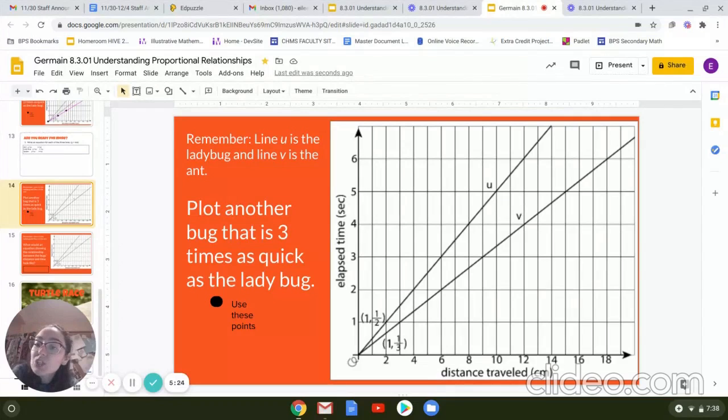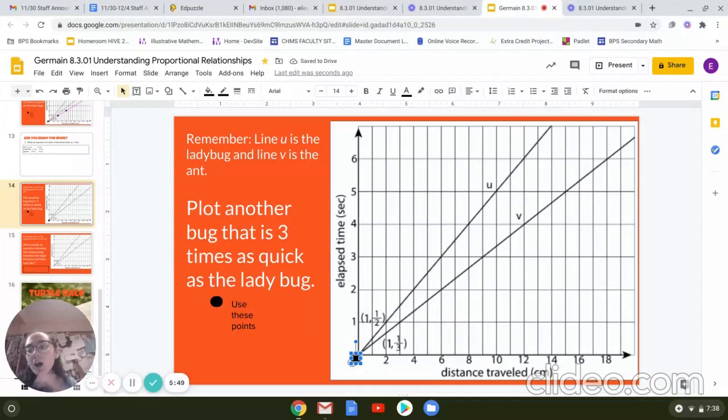So let's take a look at slide number 14. It says we need to plot another bug. So now we're going to be talking about a possum. I know it says a bug, but I love possums, and his name is Harold. So we have this possum who goes 3 times as quick as the ladybug. So that means we need to plot some points on here. So we know that he's going to start at 0, 0 also, because he's not a magician. He's just a possum.